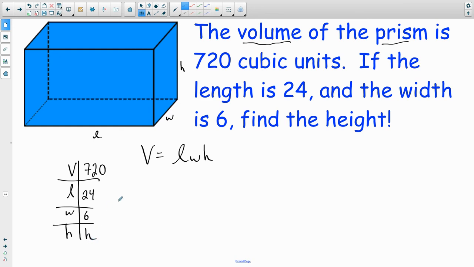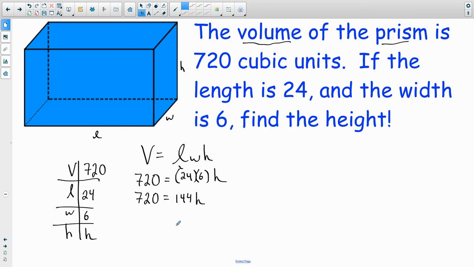So I'm just going to leave that as h, and I'm going to substitute all of these numbers into my formula. My length, which is 24, my width, which is 6, and leave the h because that's what we're looking for. So this becomes just straightforward algebra here. Well, 720 will be equal to, well, let's simplify this, 24 times 6. Well, that's going to be 6 times 4, which is 24, carry the 2, 12 is going to be 144 h.